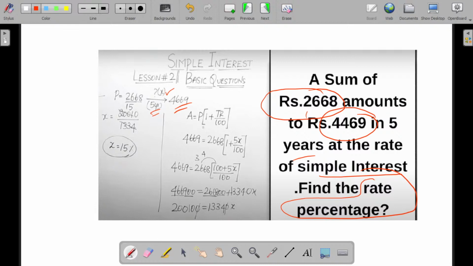So to calculate it, amount they have given 4669, the principal amount, P into 1 plus R into T by 100. So we don't know the interest. So the X value we will get as 15 percentage. 15 percentage. So this formula is very important. Amount equal to P into 1 plus R into T by 100.